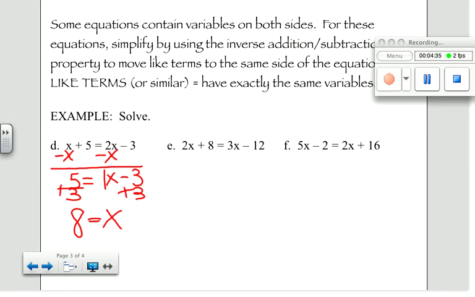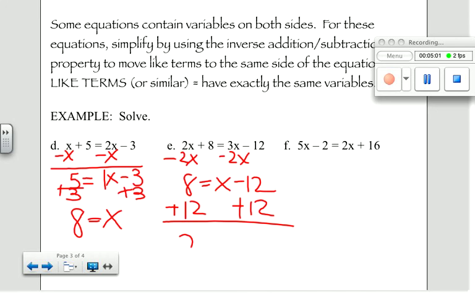E, we have 2x plus 8 equals 3x minus 12. Again, put your x's on the same side. I'm going to move my 2x over. That way I don't have to work with a negative x. So I'm going to subtract 2x from both sides. We have 8 equals x minus 12. Add the 12 to both sides. 8 plus 12 is 20 equals x.